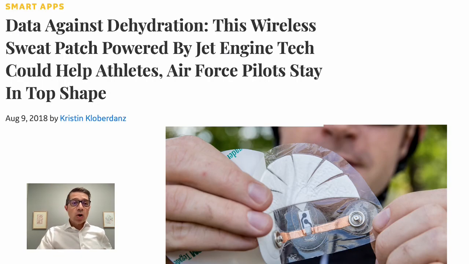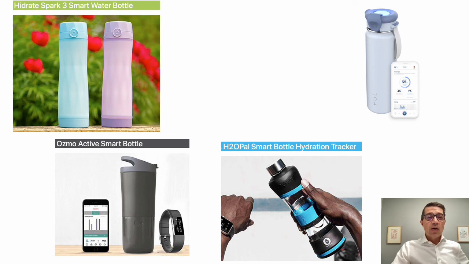Other companies are working on similar sweat patches. GE is involved in this game. Some other companies I'm aware of are involved in this game. And of course, we have a series of smart and less smart water bottles that are in the market. Hydrate Spark, Pool Hydrate, and different ones. Some of them talk to your phone, other ones are just some plastic with a dial that tells you how much water you drink.